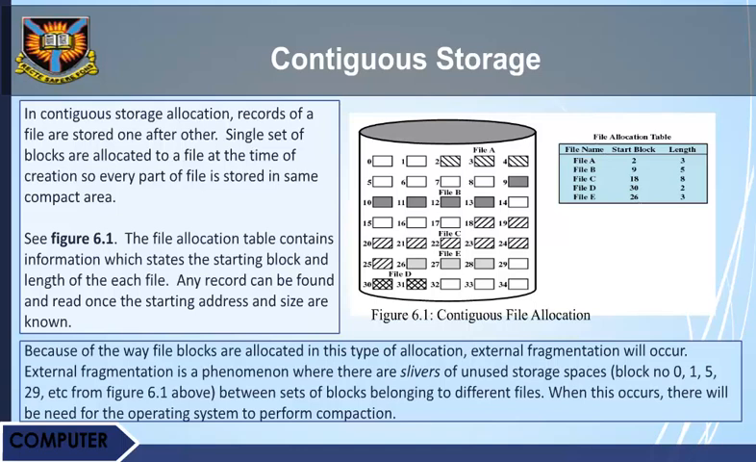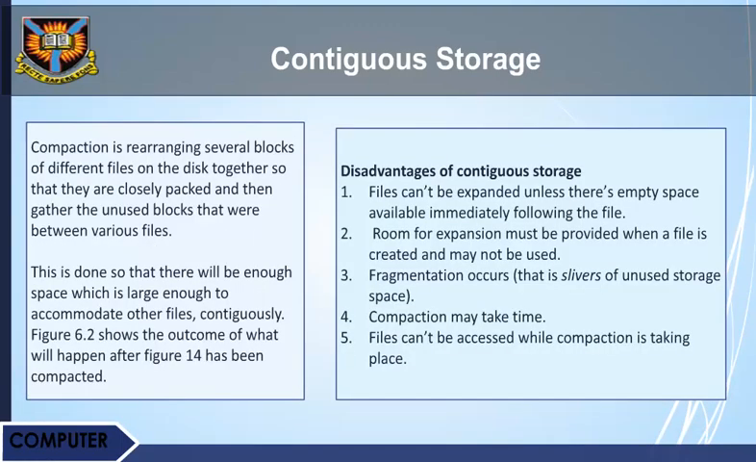When this occurs, there will be need for the operating system to perform compaction. Compaction is rearranging several blocks of different files on the disk together so that they are closely packed, and then gathering the unused blocks that were between various files. This is done so that there will be enough space which is large enough to accommodate other files. Figure 6.2 shows the outcome of what will happen after figure 6.1 has been compacted.